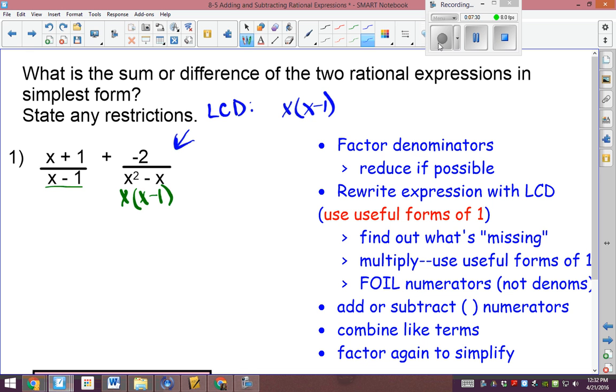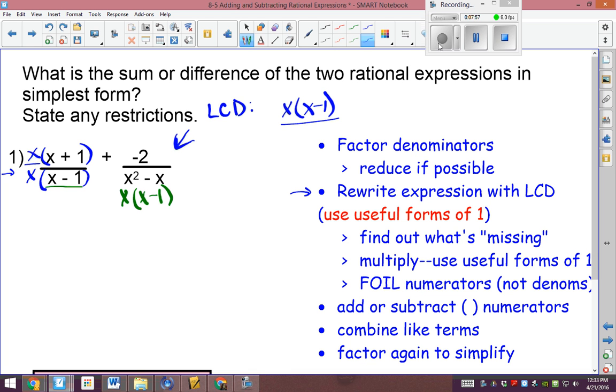So now we do need to make the first fraction look like this. We found out what's missing. Now we're ready to do the multiplication. So if I want to turn x minus 1 into this, I need an x. That's what's missing. So I'm going to multiply by x, but there is no equal sign in this problem, so we must use useful forms of 1.